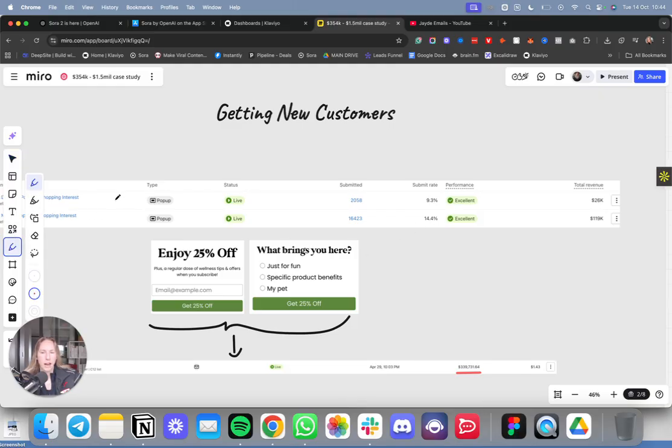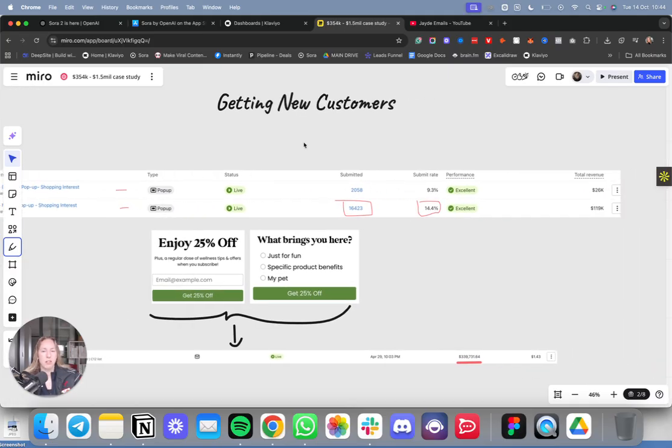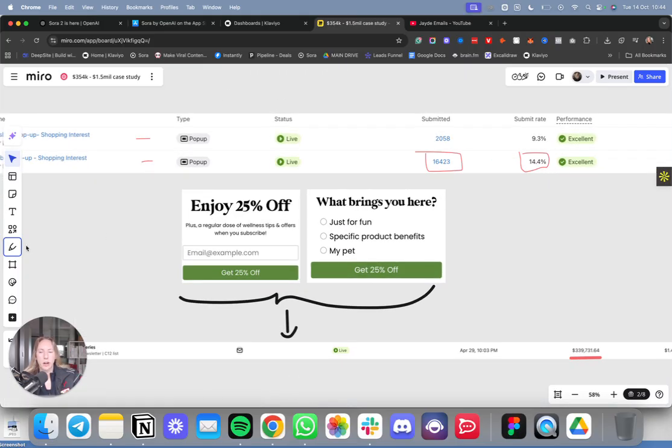So we set up a desktop and a mobile version, and you can see the submissions on this one are incredible. We're getting about 14% of people to convert, and just on that we generate around 119K every single month from the submissions. So we're running ads, they're coming to the website, they see a really high converting pop-up, and the way we do the pop-up is we're saying, hey, get 25% off.